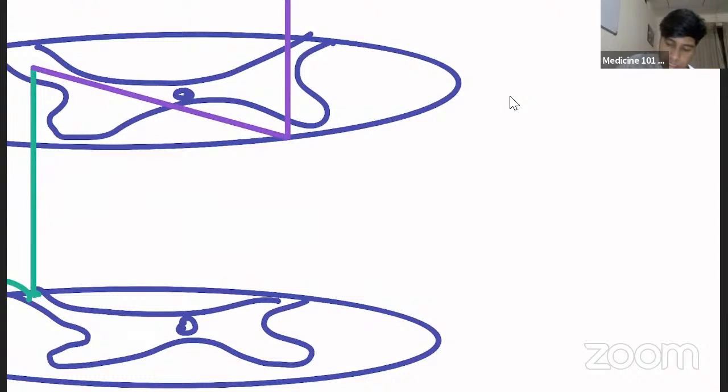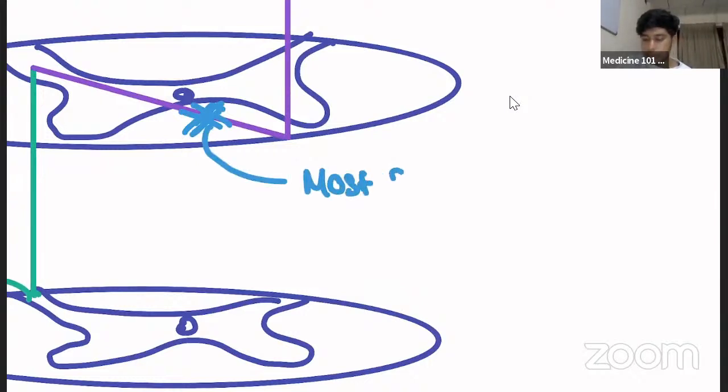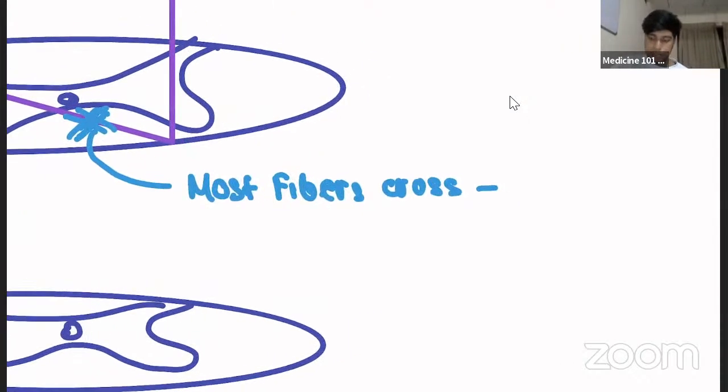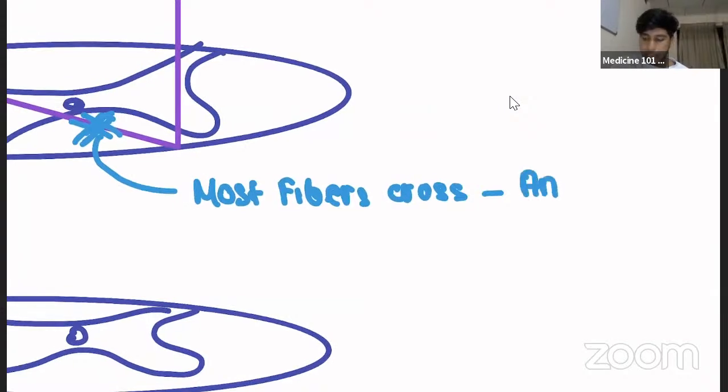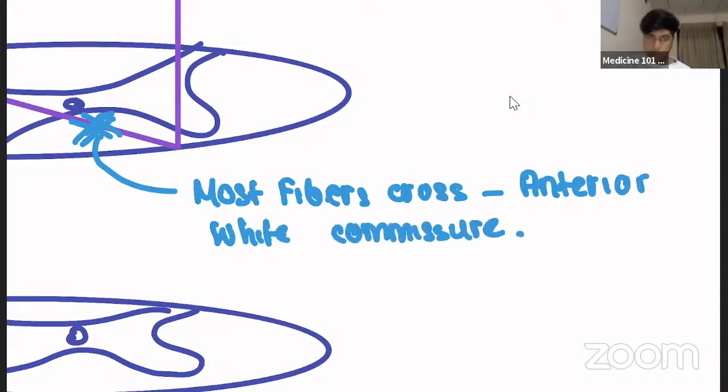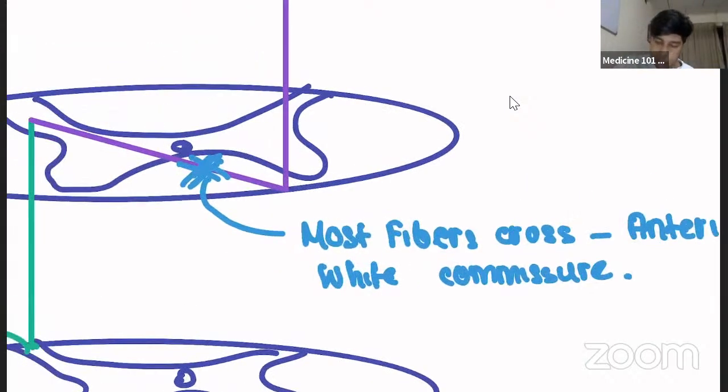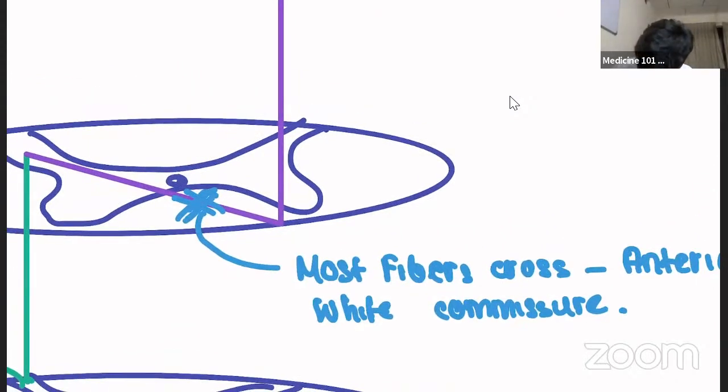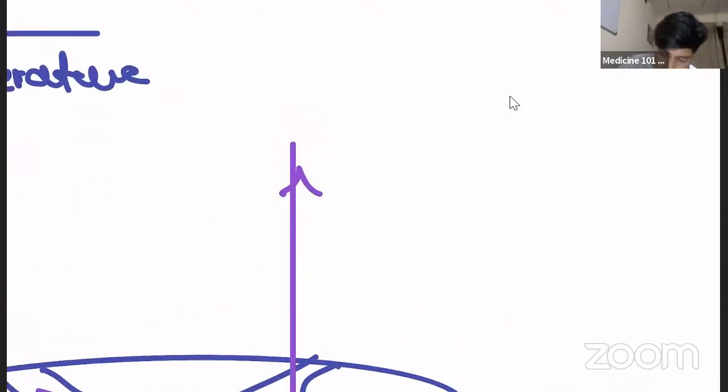Guys, there's a special region here. I didn't talk about this, but I have to. This is a white matter region, and it is where most fibers cross. Does anyone know the name of this? It's called the anterior white commissure. This is an area in which the fibers will cross. You get fibers crossing from this side and you get fibers crossing from the other side, and they go up to the brain.